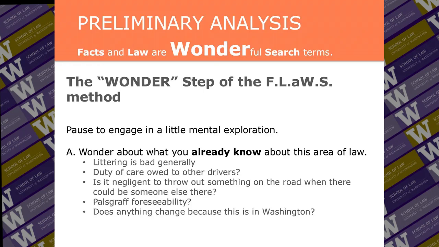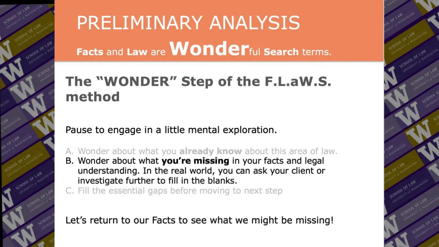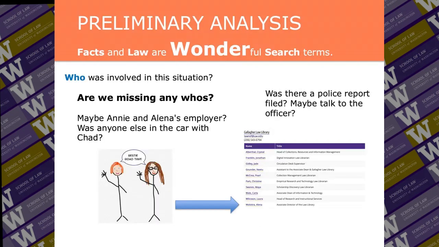Wondering about what we're missing. What are we missing in our facts? What are we missing in our legal understanding? So if we think about our situation, let's go through the 5 W's again. What are we missing from each of those factual queries? So who? Are we missing any who's? We have Alena, Annie, and Chad, the driver, the passenger, and then the other driver. Is there anybody else who's missing?